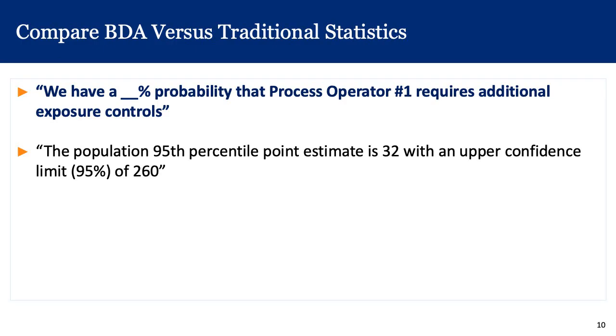And we can again compare our clear statement saying we have a 14% probability that process operator 1 requires additional controls compared to the traditional statistics, where we can only say that the population 95th percentile point estimate is 32 with an upper confidence limit of 260, which is not that useful from a decision-making perspective.